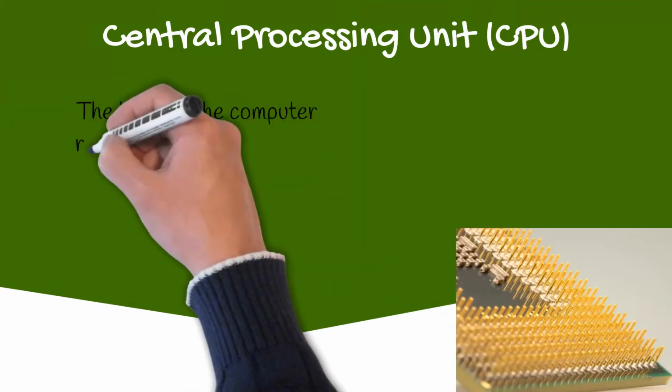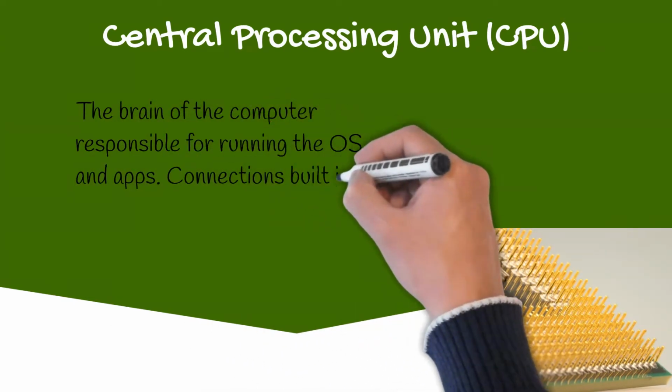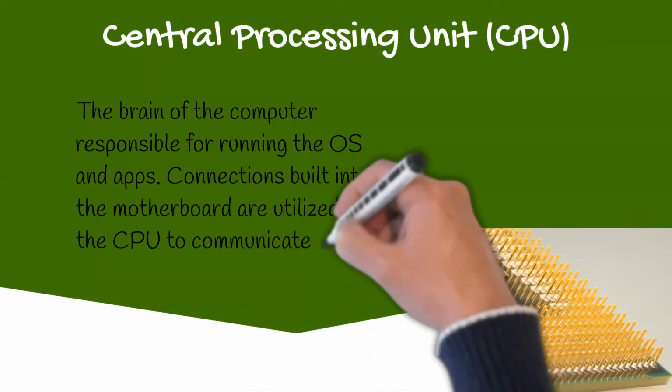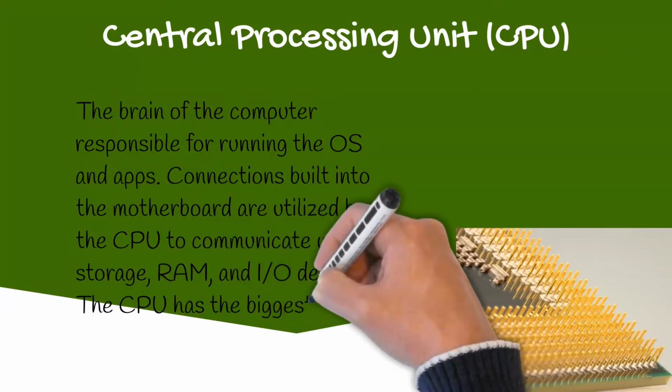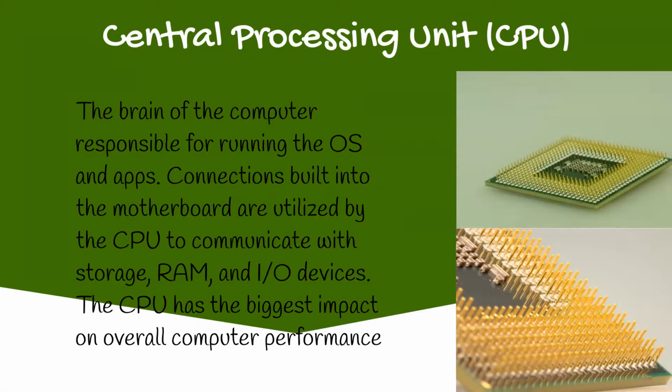The Central Processing Unit, CPU, is the brain of the computer. It is responsible for running the operating system and apps. Utilizing the connections built into the motherboard, the CPU communicates with storage, RAM, and I/O devices. The CPU has the biggest impact on overall performance of a computer.